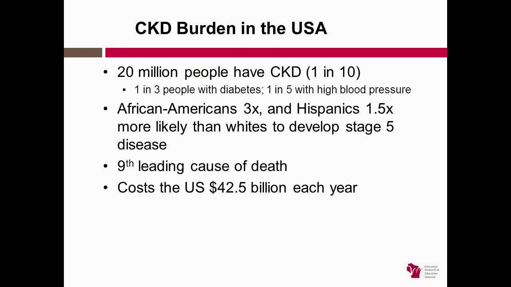The burden, again, is huge from chronic kidney disease. This is also increasing, 20 million people with chronic kidney disease, and you can see in diabetics and people with high blood pressure, very high rates. And the combination of diabetes and hypertension increases your risk of going on to end-stage renal disease. Certain groups here, African Americans and Hispanics, are more likely to go on to end-stage renal disease, and we don't necessarily understand why that is. And again, a high leading cause of death with a very high cost burden in the US.